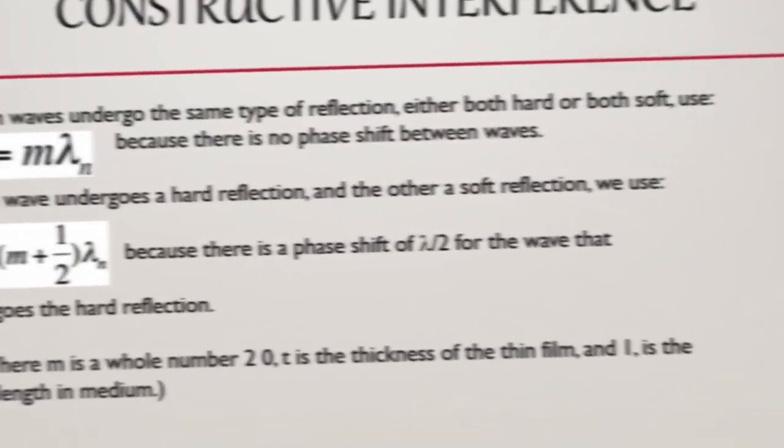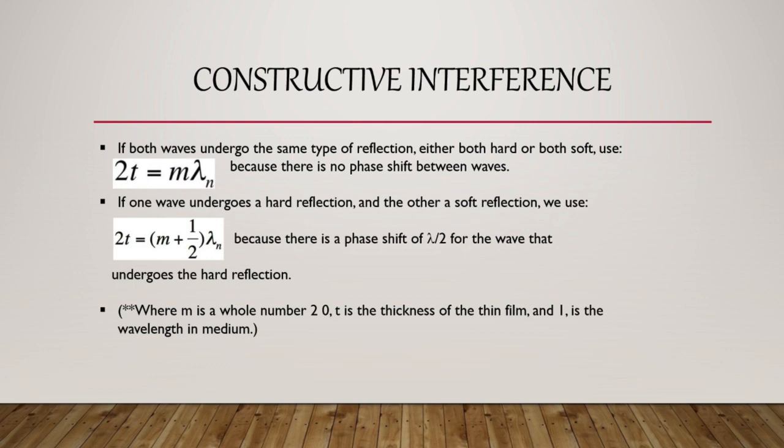Moving to the next slide, in constructive interference, if both waves undergo the same type of reflection, either both hard or both soft, we use 2t = mλn, because there is no phase shift between the waves. Next, if one wave undergoes a hard reflection and the other a soft reflection, we use 2t = (m + 1/2)λn, because there is a phase shift of λ/2 for the wave that undergoes the hard reflection. Here m is a whole number, 0, 1, 2, t is the thickness of the thin film, and λn is the wavelength in the medium.